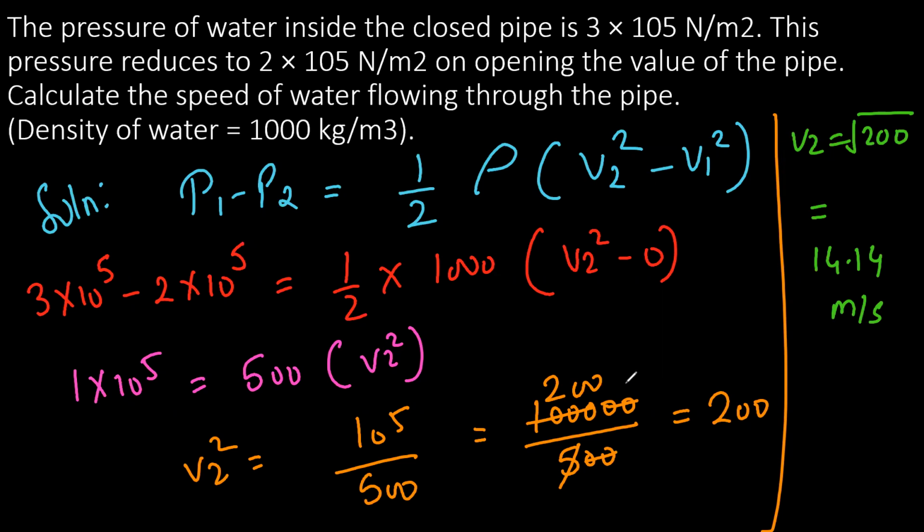So what is V2? V2 is 14.14 meter per second. Simple. The initial velocity is given, you have to put it as zero because initially the water is not flowing. By changing the pressure, the speed changes. So V2 is 14.14 meter per second. Okay, so let's go for the next one. The last one is remaining, then we'll stop.